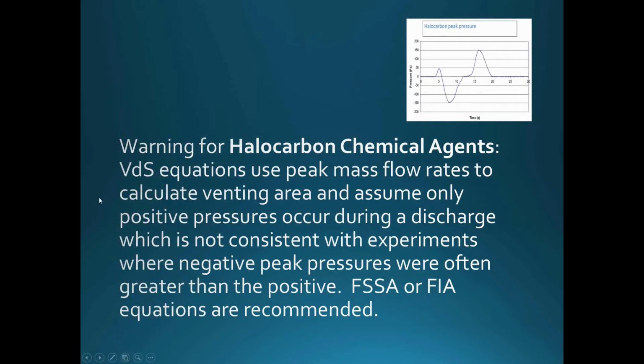The other thing that they do is they only give a positive peak pressure value, and virtually all of the halocarbons give a negative pressure spike, and in many cases the negative pressure spike is larger than the positive. So if you use VdS equations, you will not get a prediction of any negative pressure spike at all, and it's 100% clear that there is a negative pressure spike when a halocarbon is discharged, and to repeat myself, often the negative pressure spike is larger in magnitude than the positive. So we do have that warning on our calculator just so that nobody's fooled.